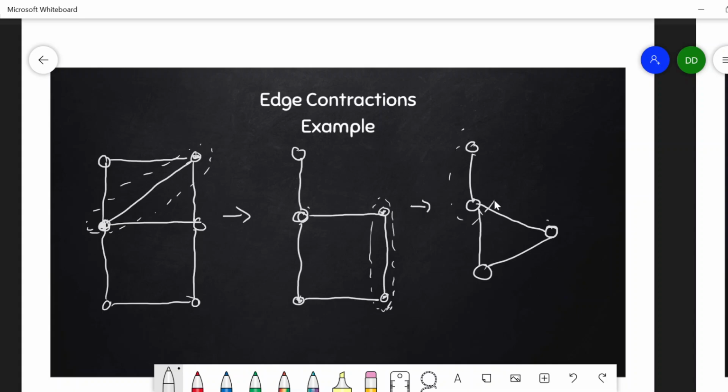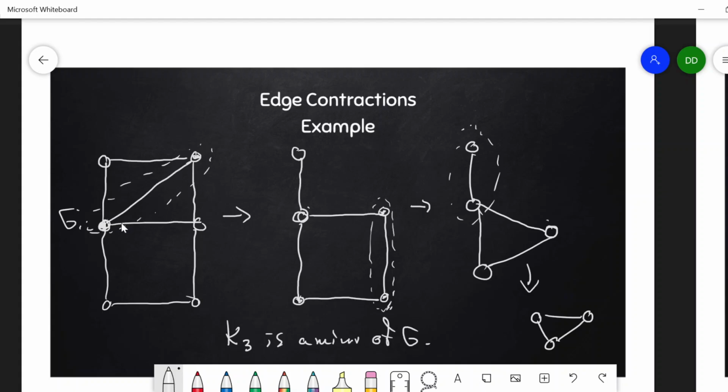Lastly, just to make a point, I could contract that edge, and what I'll end up with is a triangle. So we just obtained the triangle by a succession of edge contractions. I'll call this original graph G. K3 is a minor of G. In fact, it's a subgraph of G, but it's also a minor of G in this way. This is the idea of a graph minor.